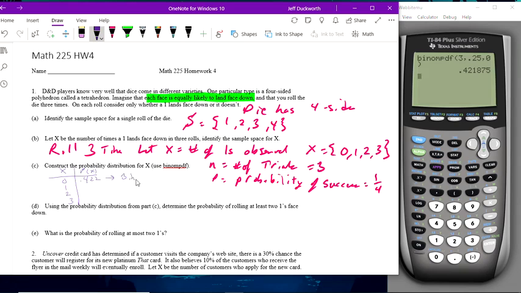That's binompdf of 3, .25, and 0. And we're going to do the same thing for the rest, only we're going to change this to 1, this to 2, and this to 3. Everything else will be the same.